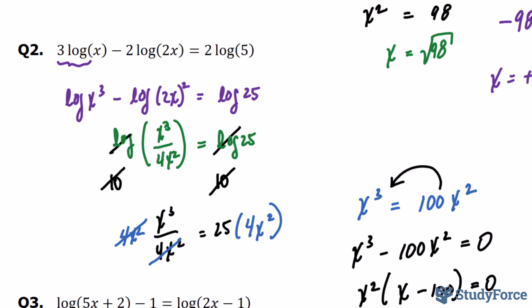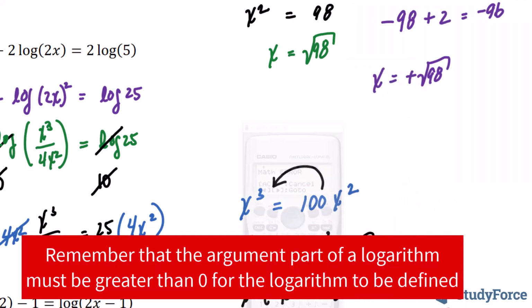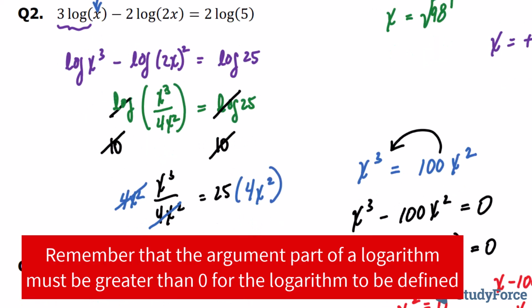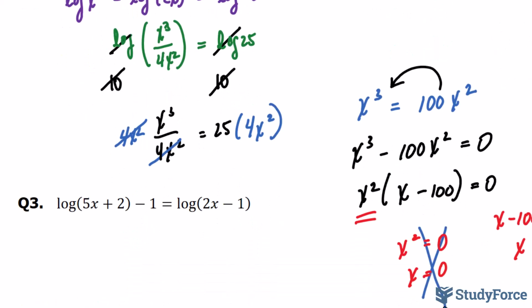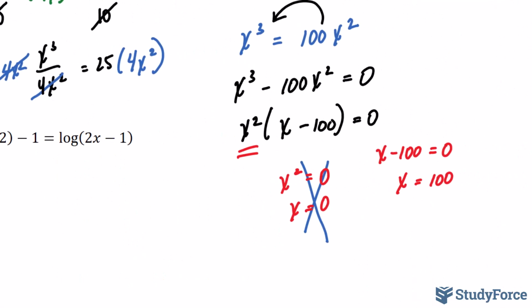Now, if I substitute 0 into here, we won't get an output. Take a look. Log of 0 gives us an error. So 0 cannot work. And if I substitute 0 into here, same story. So 0 is not a valid entry, not a valid solution. However, 100 will work. Substituting 100 into both of those expressions will give us an output. So our answer is x is equal to 100.